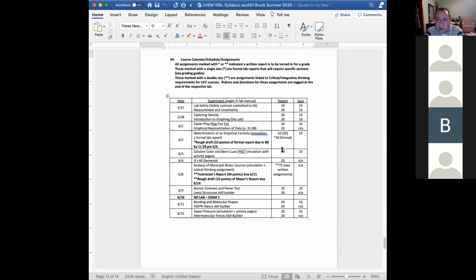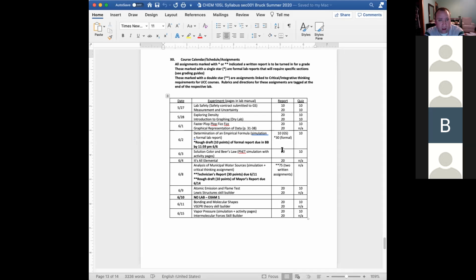The initial plan, at least, is that we're just going to have Sundays be kind of dump days where we have all things due. And so the first Sunday dump day will be this Sunday, and you'll have to have the safety contract, which, as I just showed you, probably won't take more than 15 minutes of your time to go through and read the material and sign it and upload to Gradescope. And the first dry lab, the first graphing lab, will be due Sunday as well. And the quizzes for those will be due Sunday night as well.